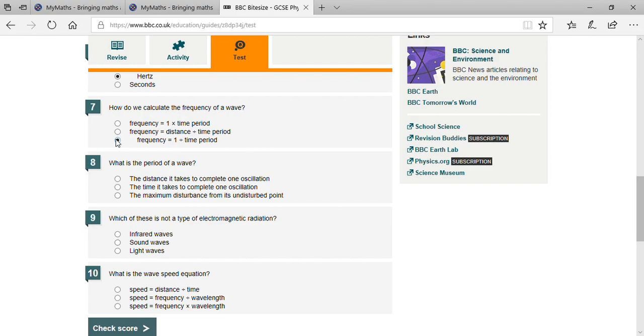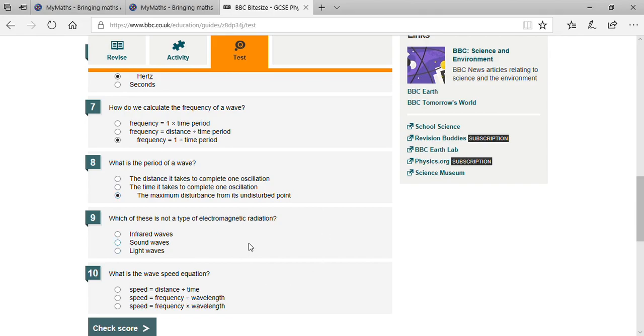Yes. What is the period of a wave? Three options are given there: the distance it takes to complete one oscillation, the time it takes to complete one oscillation, and the maximum distance. They are asking what is the period of the wave. Yeah, that's right. That means they are talking about time. So the period is the time taken to complete one oscillation. Yes.